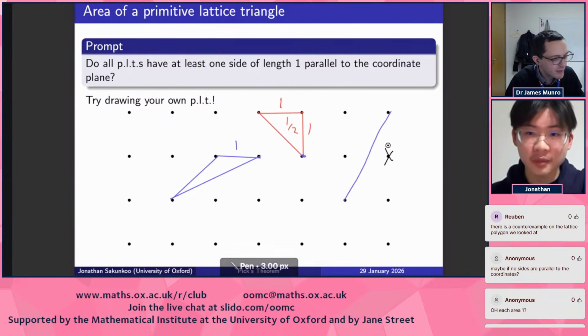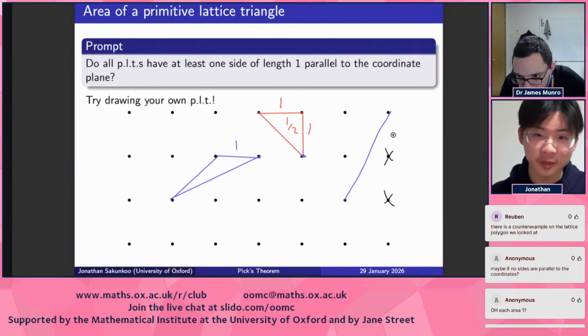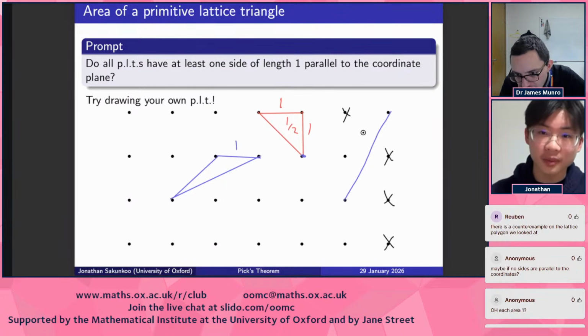Cannot be there because that would make it parallel. Cannot be there because that wouldn't be lattice. Sorry, it wouldn't be primitive. Can't put it there. Well, we could put it there, but it would have a parallel side. And then none of these are right because then they wouldn't be primitive lattice. And this one would have this side, so it can't be this one either. And this one would have a parallel one, so it's not this one.